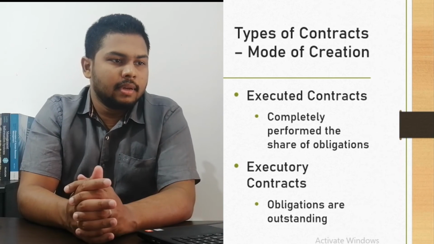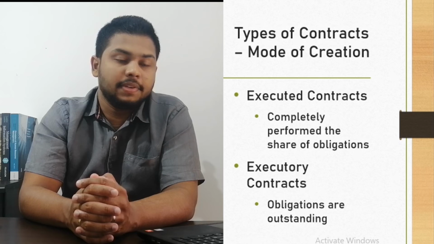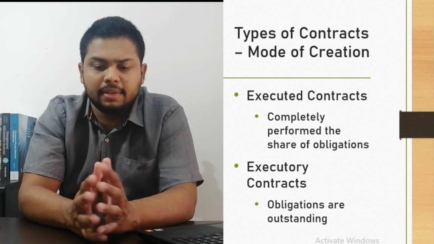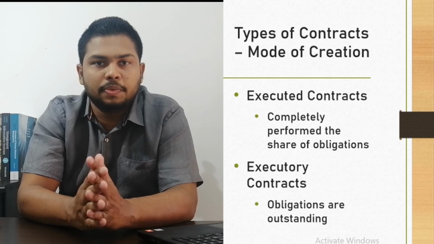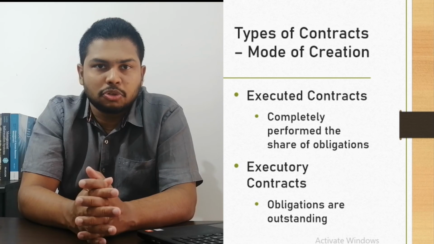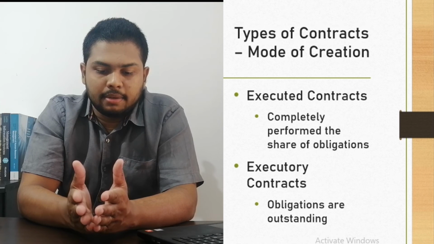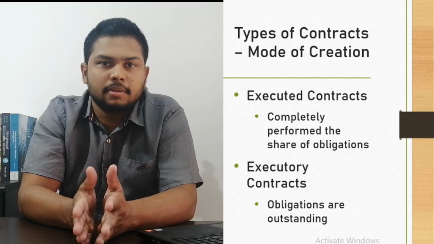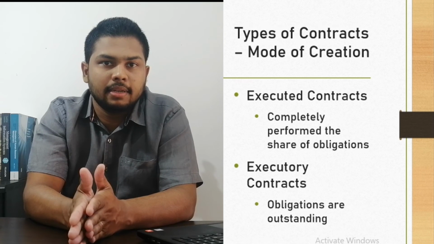And then, types of contracts by mode of creation, there are two other types. The first one is the executed contract, and the second one is the executory contract, right? As an example, whenever you purchase a car, you will agree with your leasing company to make installments on a monthly basis. So if you made your first payment, once you made your first payment, that is what we call an executed contract, right?